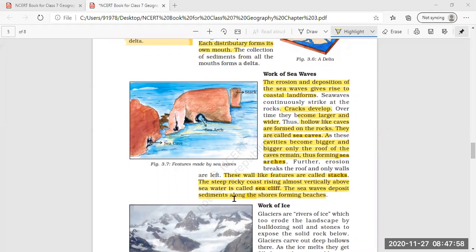The sea waves deposit sediments along the shores, forming the beaches. So how are beaches formed? Beaches are formed by deposition, by depositing the sediments. The sea waves deposit the sediments along the shores of the river, or we can say sea, and thus it forms the beaches. Am I clear till here?